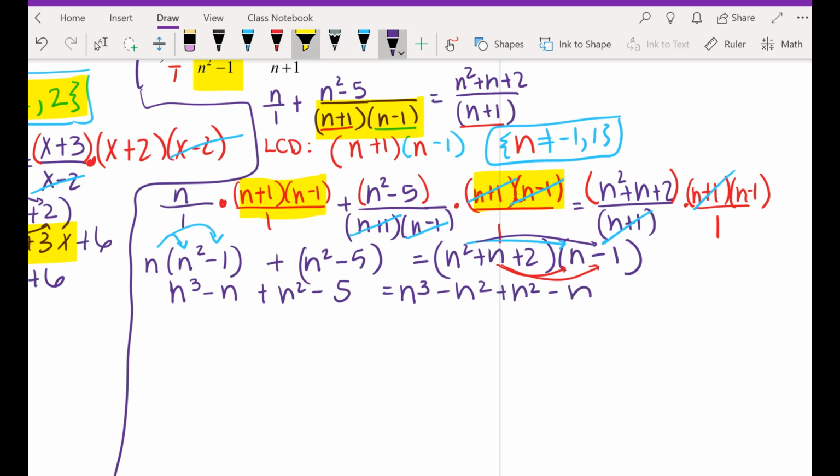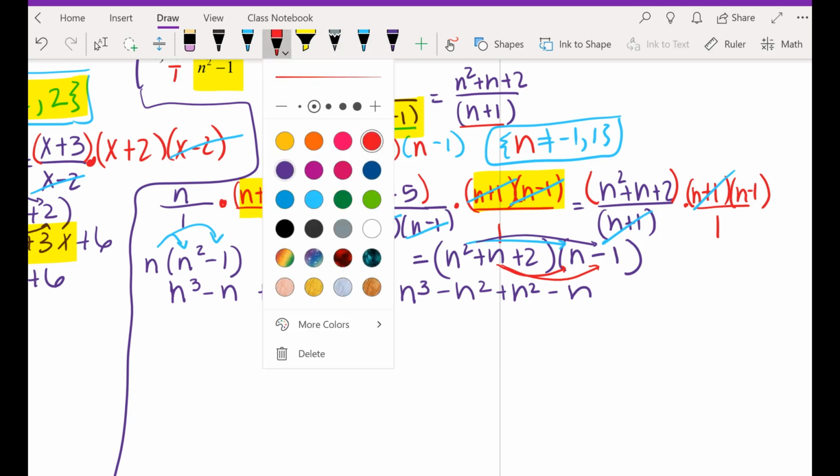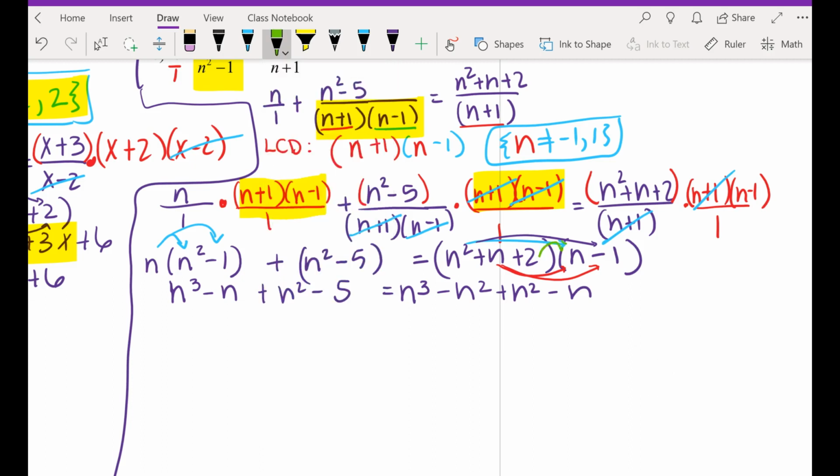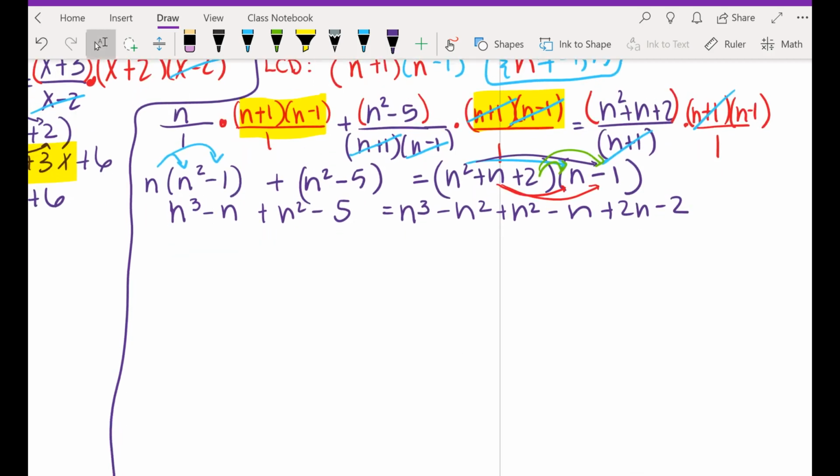Let me get a different color to multiply the last term. Let's do purple. Nope, we already have purple. How about green? So 2 times n is 2n, and then 2 times negative 1 is going to be negative 2. So plus 2n minus 2. And now we're just going to slowly see if we can combine some like terms. On the left hand side, I have 1n to the third, and then 1n squared, a minus n, and a minus 5. There isn't much there for us to combine.